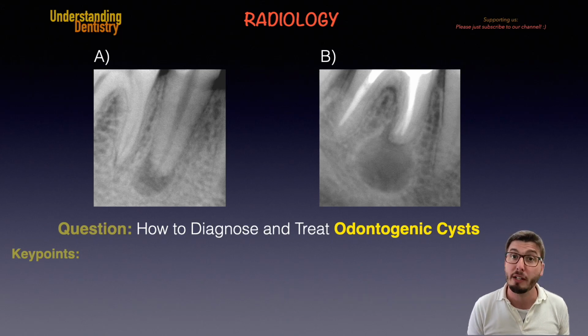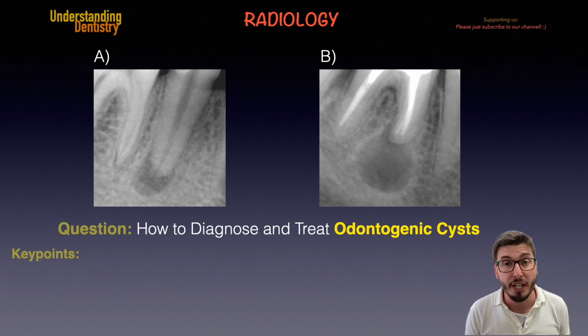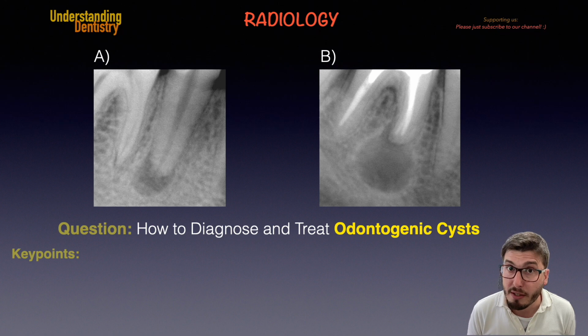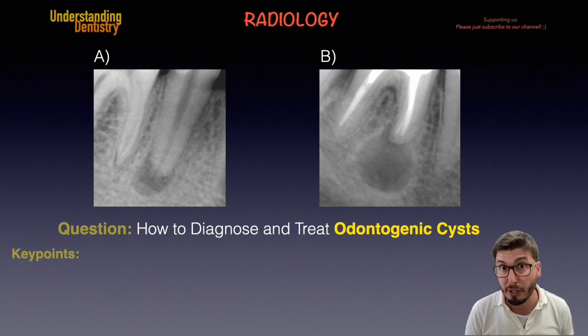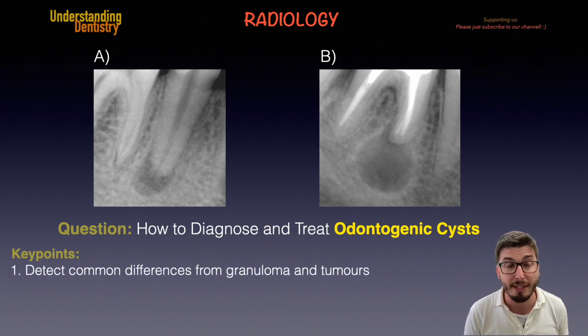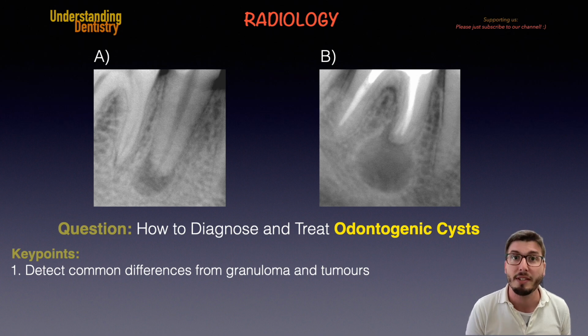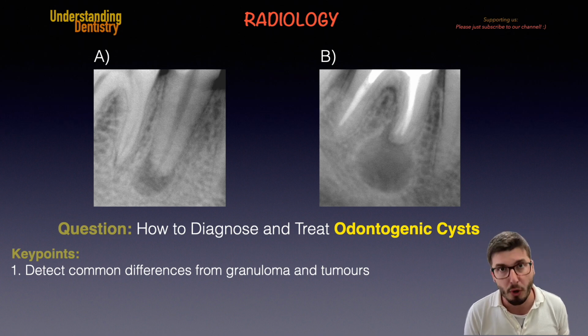So how to diagnose odontogenic cysts, differentiating from other periapical lesions, and then how to treat those cysts with surgical removal. Okay, so those are very important points basically about periapical lesions. The first key point that is very important here is to detect the common differences between cysts and granuloma and also other lesions such as odontogenic tumors.